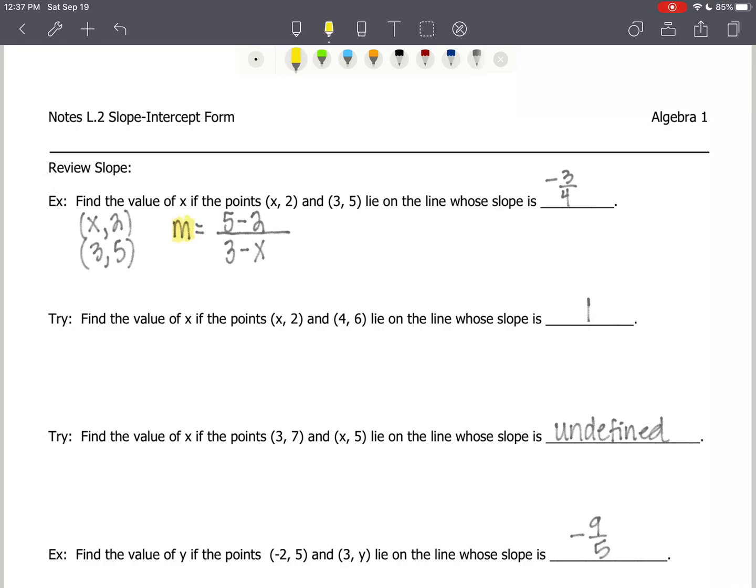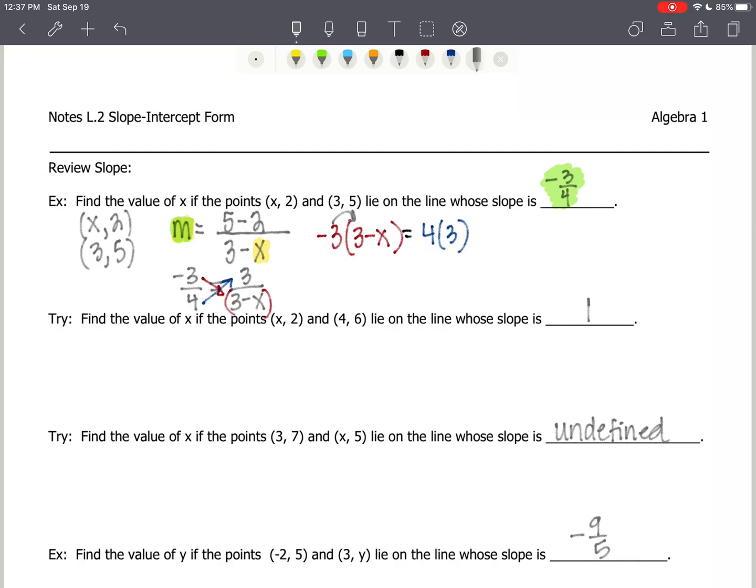Now I have two unknowns, I have slope and I have x. Well, the slope isn't really unknown because it was given in the problem. It's negative 3/4. So I'm going to plug that value in, and I have negative 3/4 is equal to, well, 5 minus 2 is 3 over 3 minus x. And now I'm going to cross multiply. Negative 3 times all of 3 minus x is equal to 4 times 3.